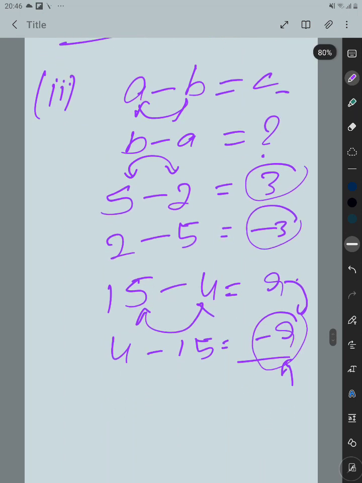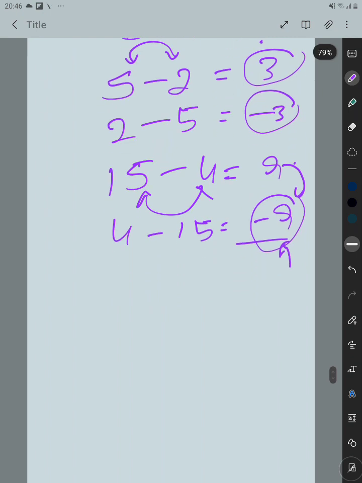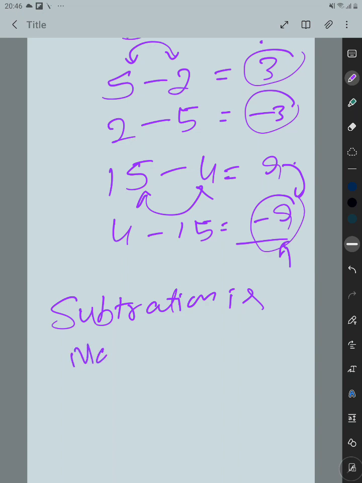So for subtraction, what will we say? Subtraction is not commutative for whole numbers.